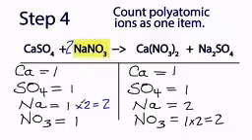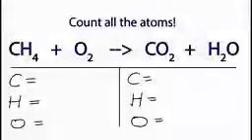Now sodium is balanced, but the nitrate ion is 2. 1 into 2, 2 nitrate ions. Nitrate and sodium are balanced now. What about calcium and sulfate? Sulfate is 1, sulfate is 1. Already balanced. Count all the atoms.